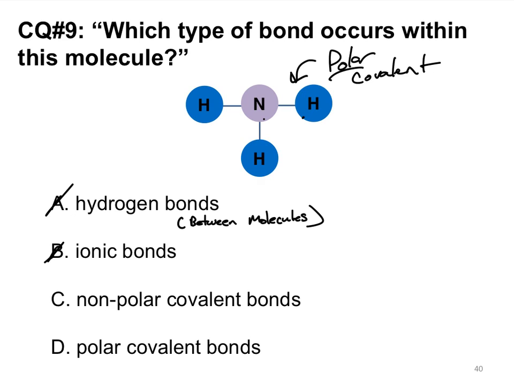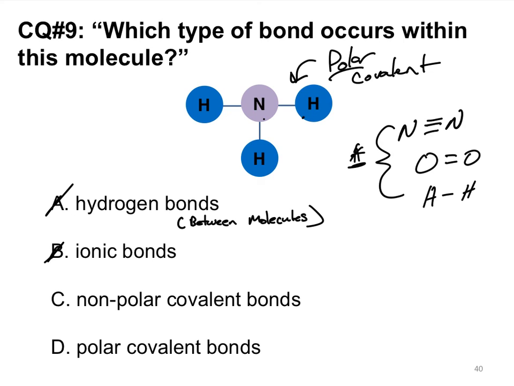Nonpolar covalent bonds, remember, the ones I'm going to look for with nonpolar are going to be like nitrogen bonded to nitrogen, right? For sure, you're going to have a nonpolar bond. Oxygen bonded to oxygen, right? Hydrogen bonded to hydrogen. All these are nonpolar. These are the kinds that you're going to see on the test, just so you know. So it's not nonpolar, and of course, the answer is polar. So I'm satisfied with that.